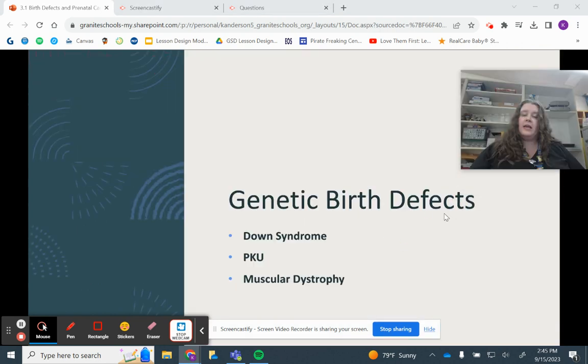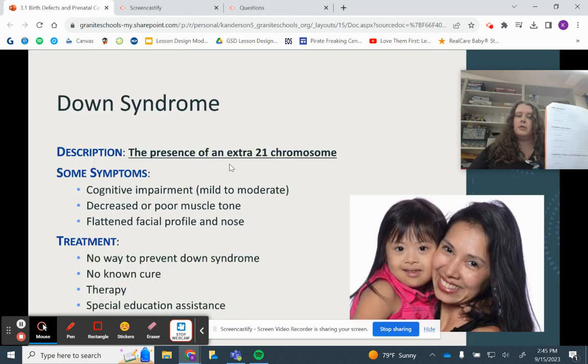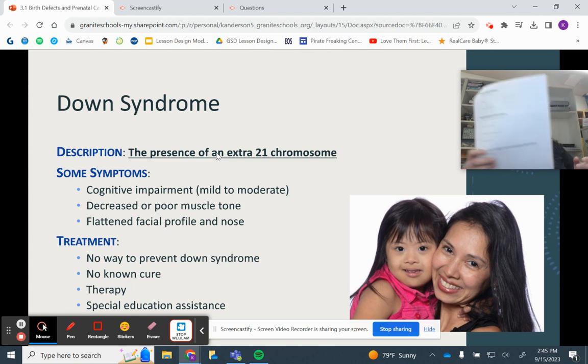So, some genetic birth defects: you have Down syndrome, PKU, and muscular dystrophy. On your notes, you'll see you just need to write down the underlined part. There are some extra facts on the slide that tell you a little bit more about it, okay? But you just need to write down the underlined part.